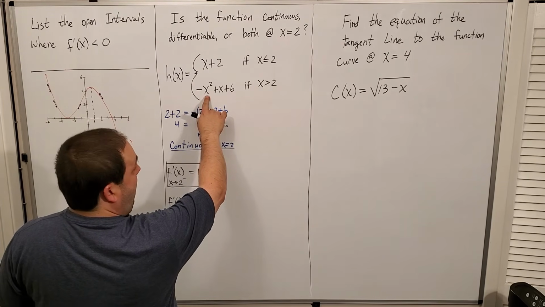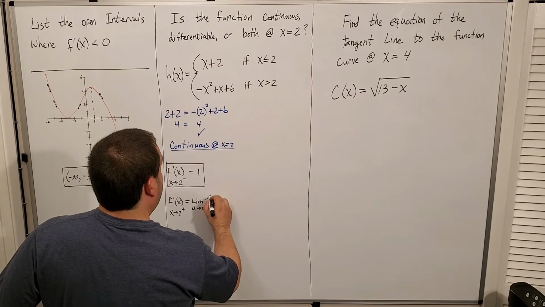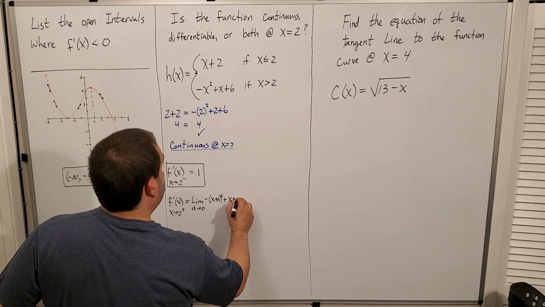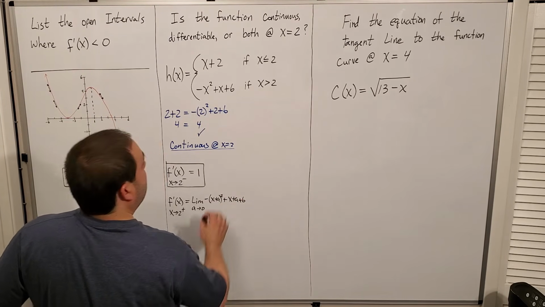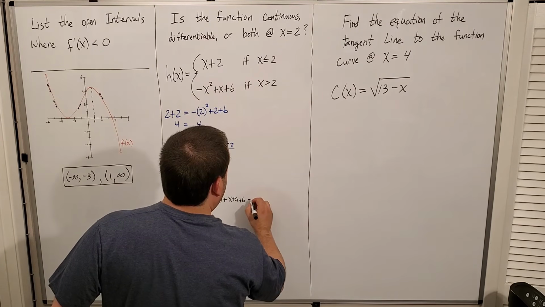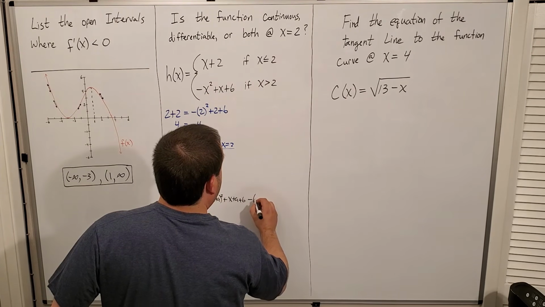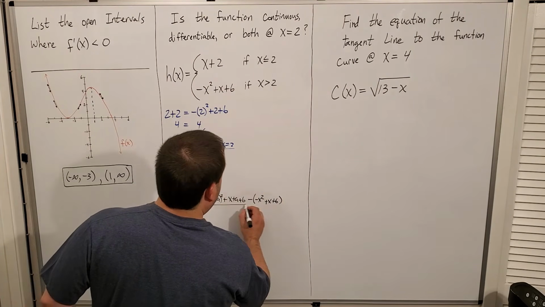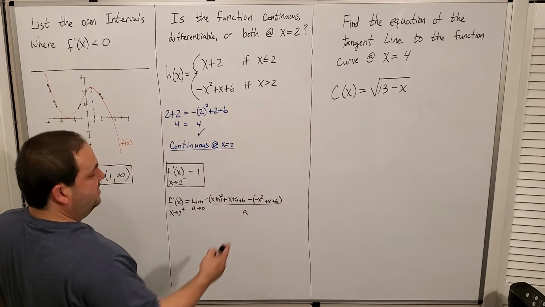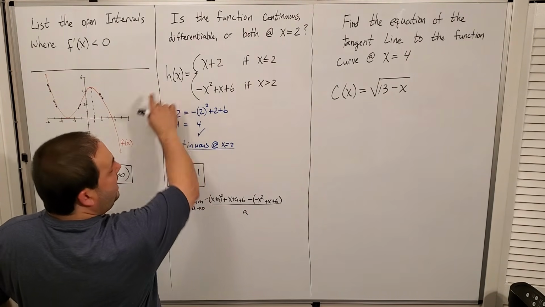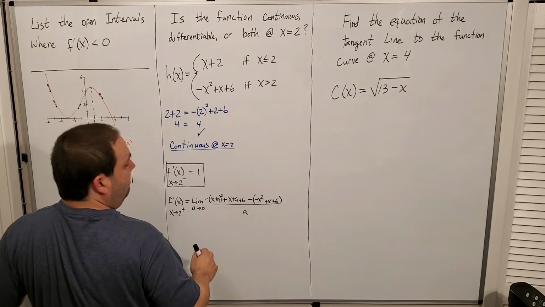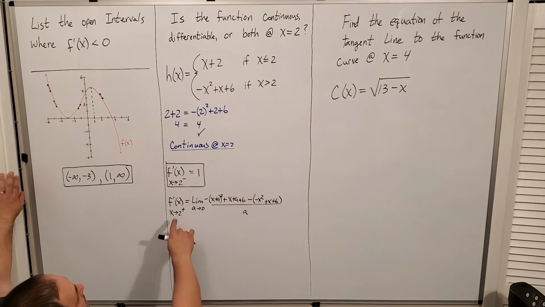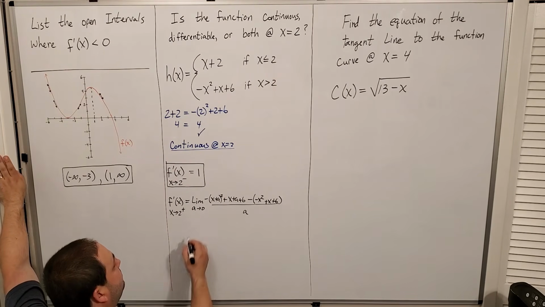f of x plus a, so that's negative x plus a squared plus x plus a plus 6, minus f of x, so minus negative x squared plus x plus 6, all over a in this case, right? I'm using a instead of h. It really doesn't matter which one you use. I've just already got h in the name and I didn't want to duplicate there. Okay, so I'm using the limit definition to find this derivative function from the right.